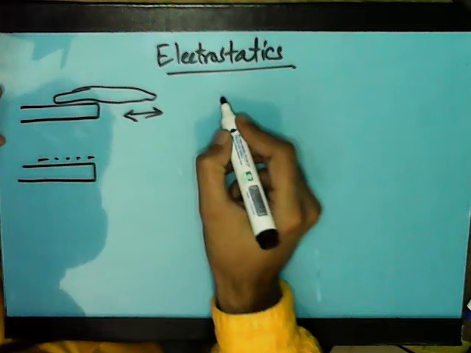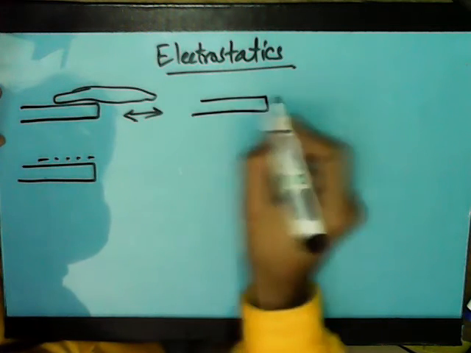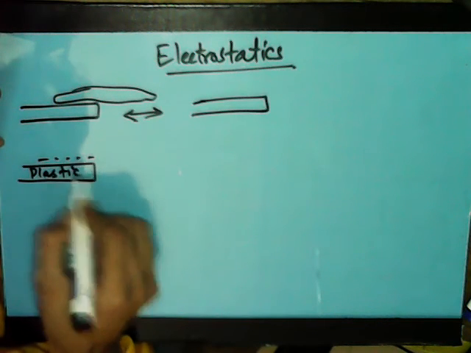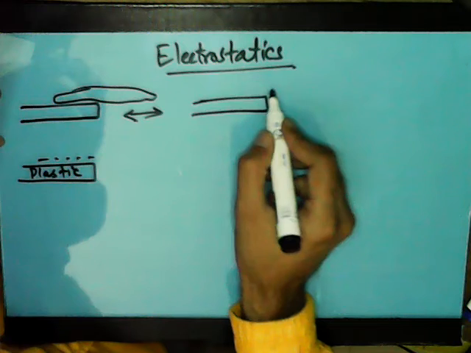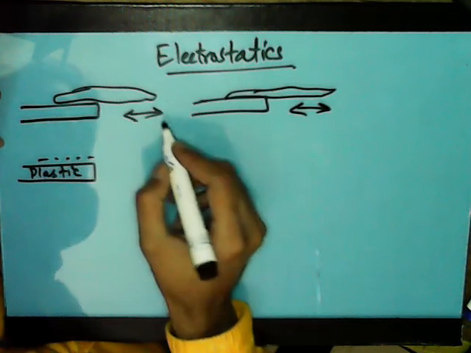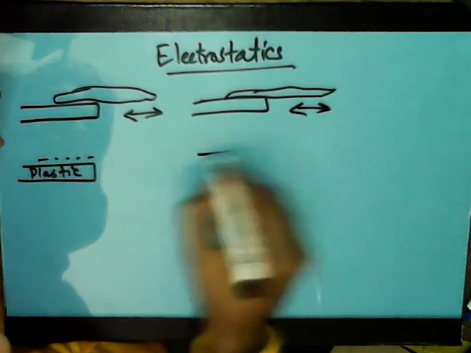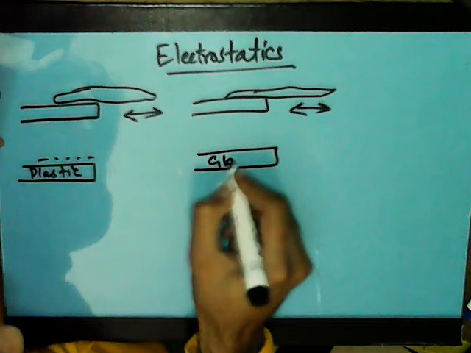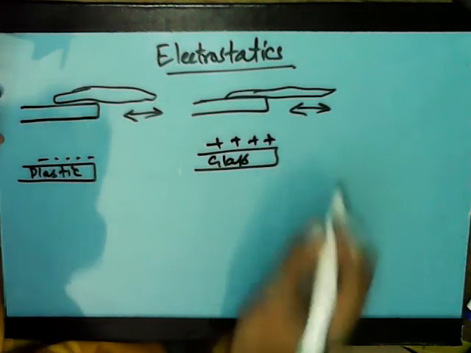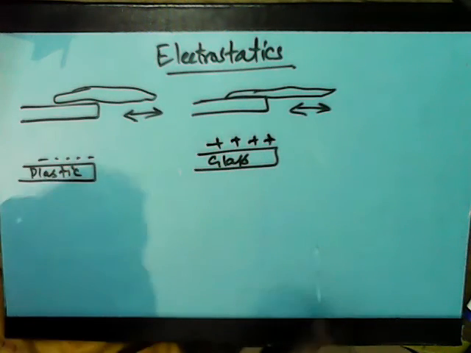Now we have another case where we have a glass rod, and we rub it with a silk cloth. We rub it around, and what we get is, this is a glass rod, so this gets positively charged, right?